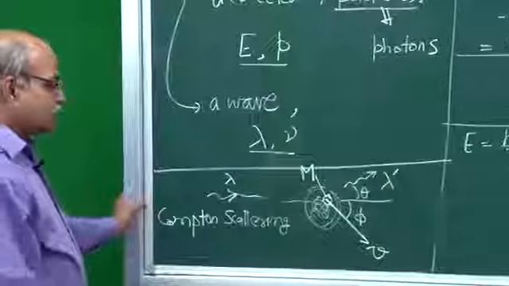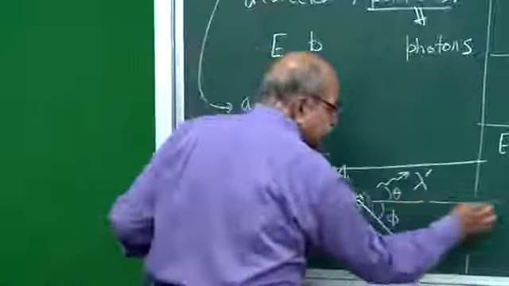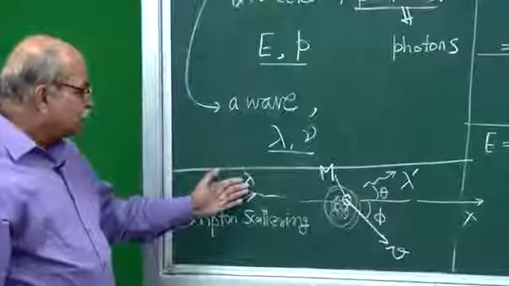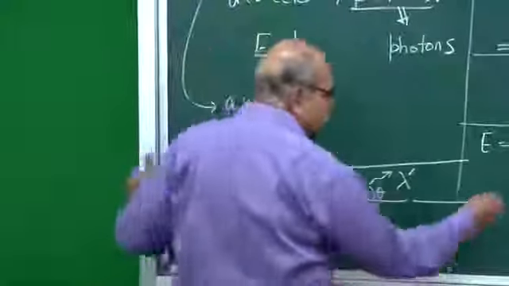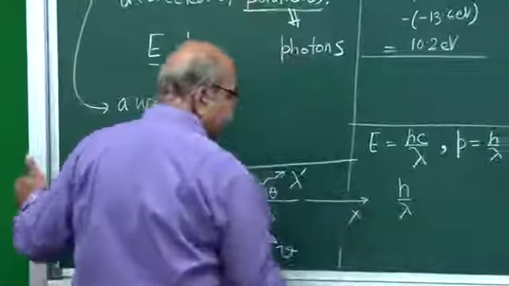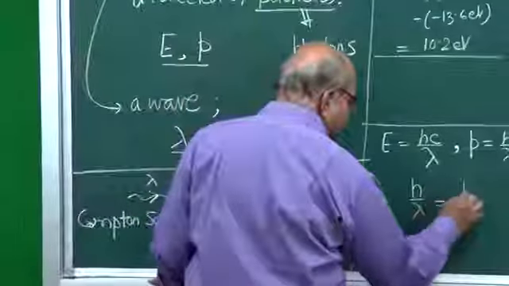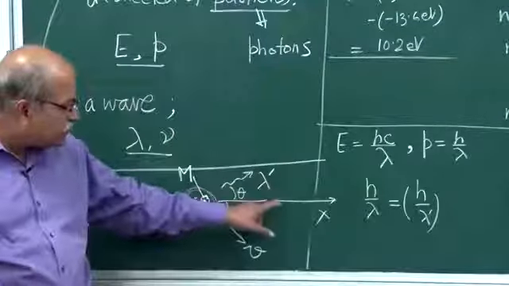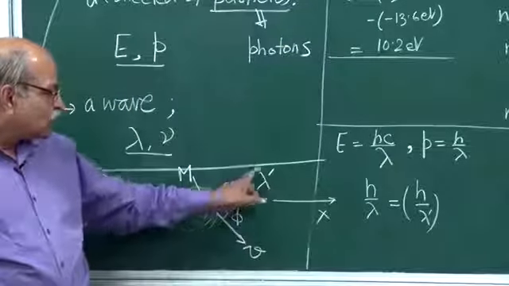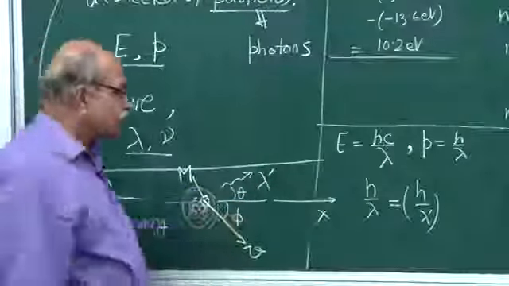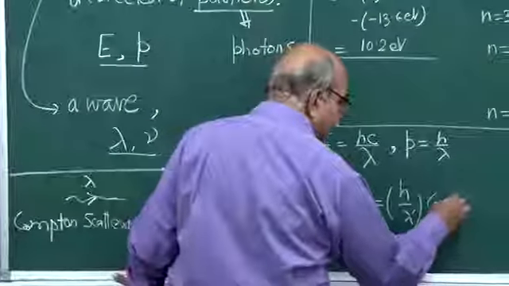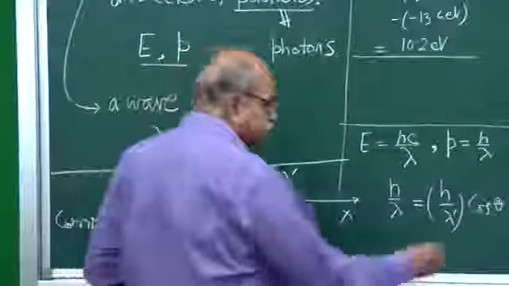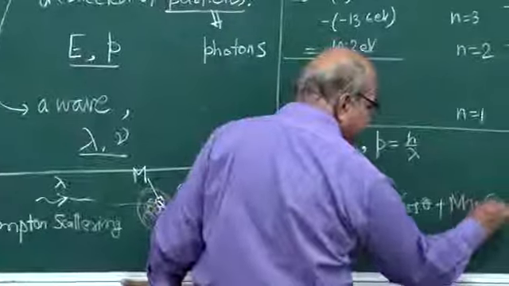Then you can write linear momentum conservation in this direction, x direction. And the linear momentum conservation will tell you this initial linear momentum is h over lambda, and this is equal to h over lambda prime. I am talking of this momentum in x direction, so x component, h over lambda prime is the momentum, and then cos theta, plus m into v into cos phi.